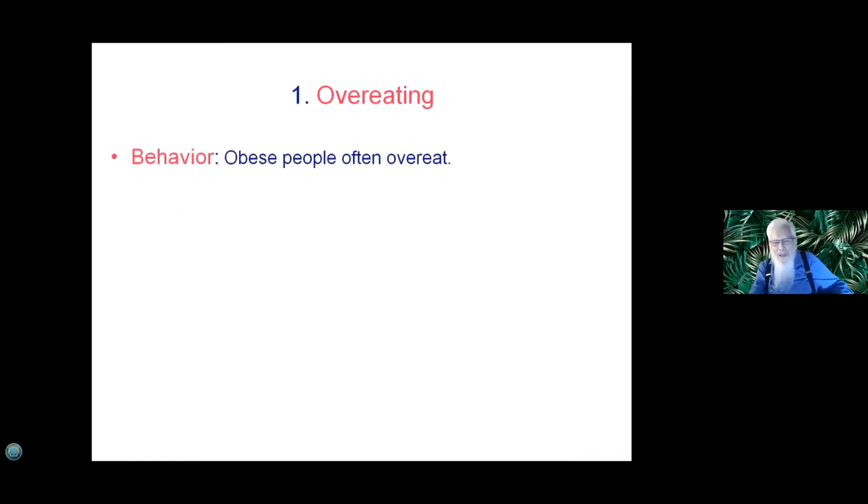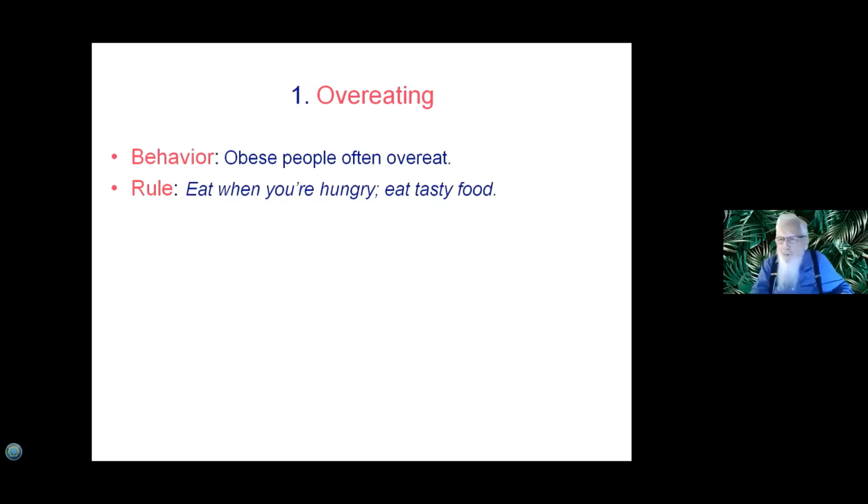The behavior that we're talking about is that obese people often overeat, okay? Even though they're obese, they overeat. They not only eat what most of us eat, but I'm getting a little obese also. I'm trying to stay away from it, but especially obese people often overeat. The rule that we're talking about is eat when you're hungry, eat tasty food. That's the rule, okay?